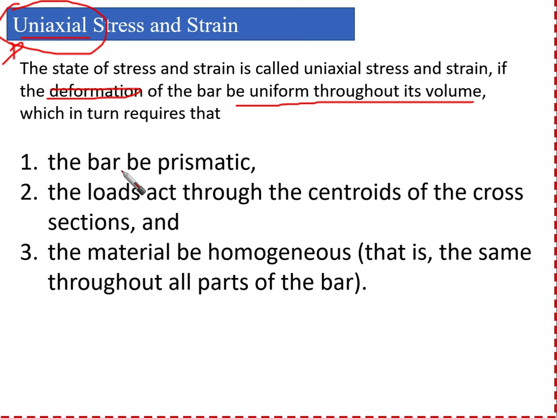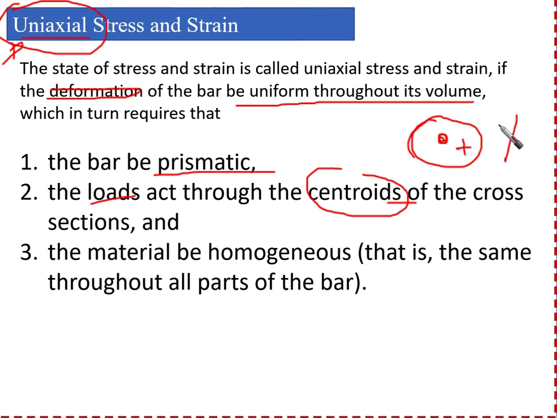The first one, the bar should be prismatic. You now understand what is the meaning of prismatic. The cross section is uniform. The second, the loads act through the centroids of the cross sections. What is the meaning of this? If we have a cross section like this and it has the centroid here, the force must act here. We cannot say that the force is here, for example. This would not be uniaxial stress. There would be some bending stresses going to occur here.